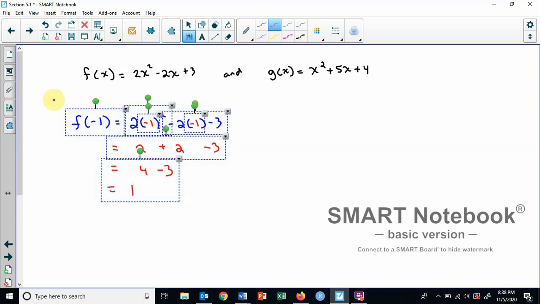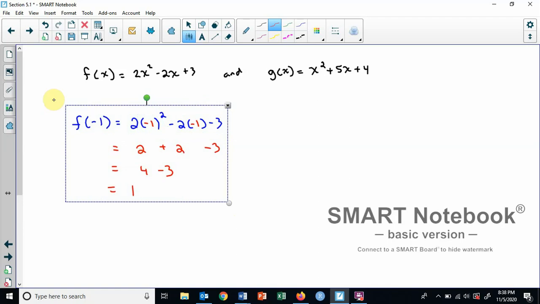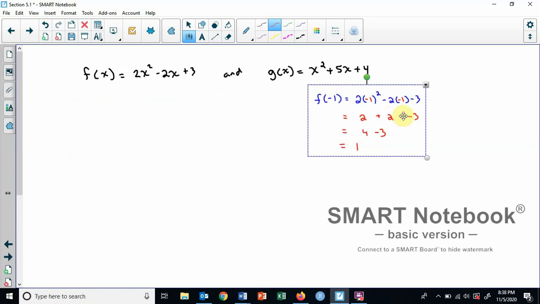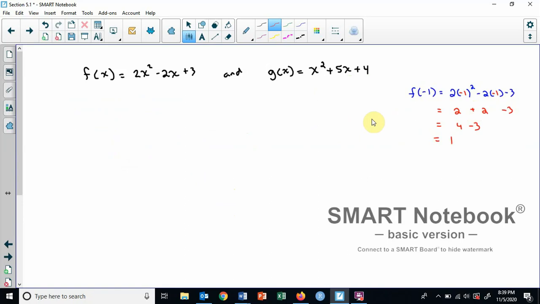We've plugged into functions before. What is new is they're going to ask you to add functions, but that's really not any different than what we've done the whole entire lesson. Let me show you an example. They'll ask you to find f of x plus g of x. Well, what are they asking? They're asking you to add the two functions together. So they're asking you to add this polynomial plus this polynomial.